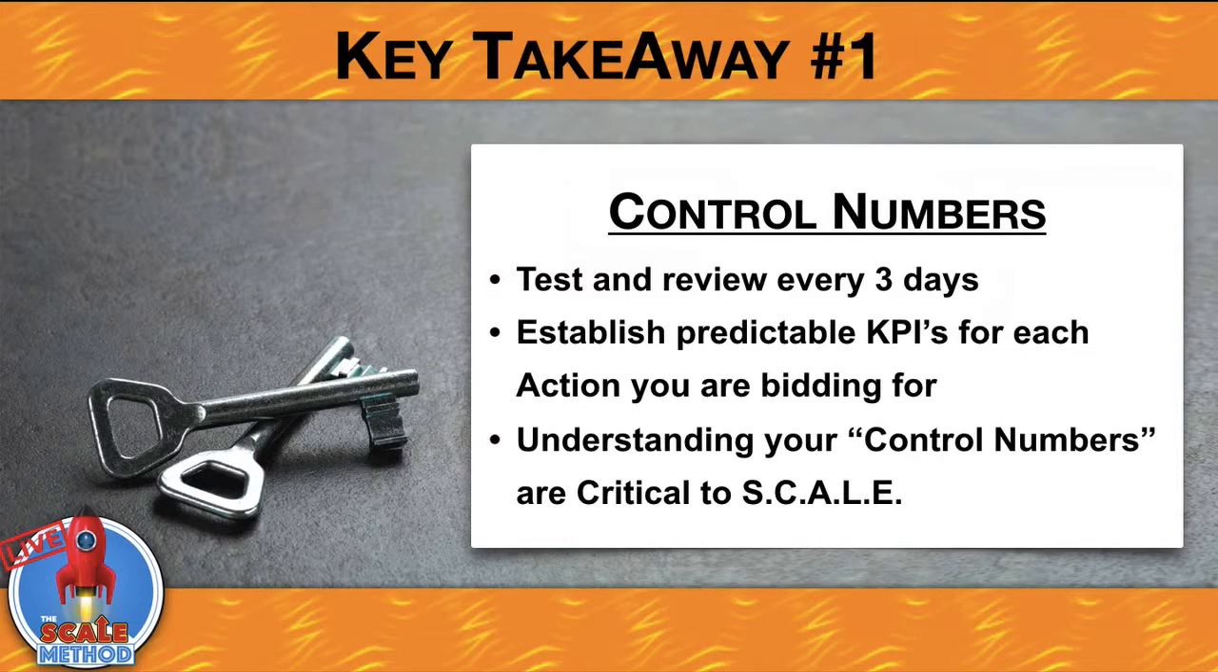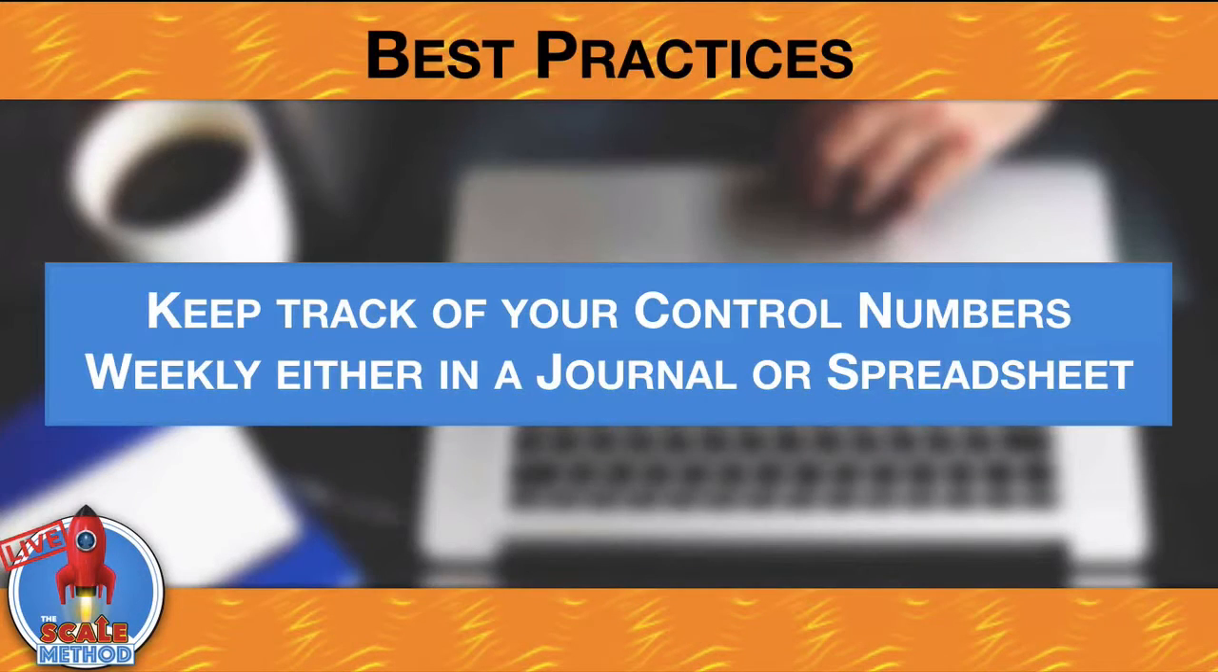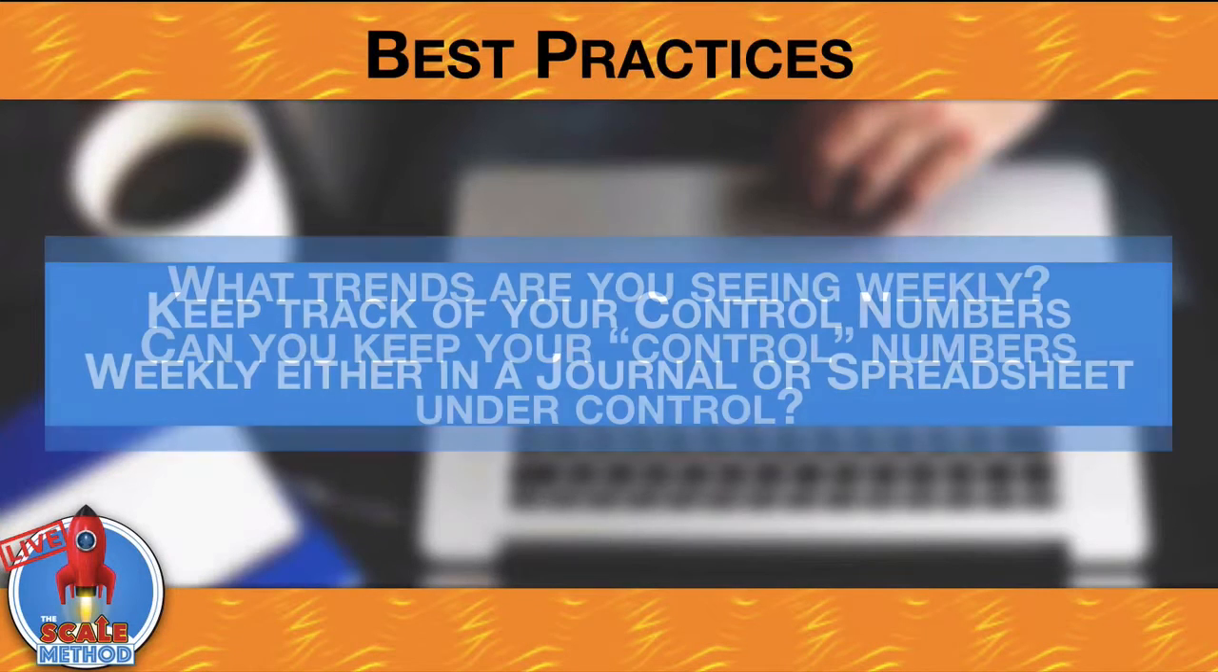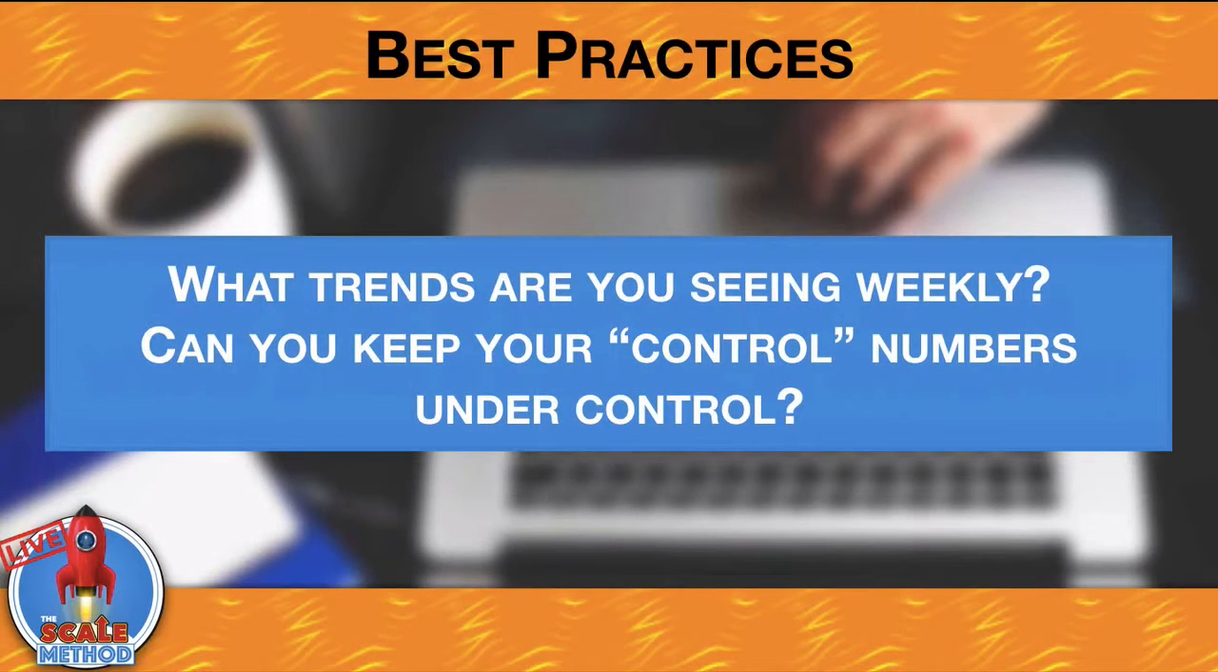We have to know what your cost per click is. You have to know what your cost per like is. And you have to know some of these average numbers. And don't worry, we'll show you what some of these are here in just a moment. Keeping track of your control numbers weekly, either in a journal or spreadsheet, is going to be huge. The reason is you can start to see trends. See, what trends are you seeing weekly? Can you keep your cost per like, or your cost per click, or your cost per leads under a certain amount?